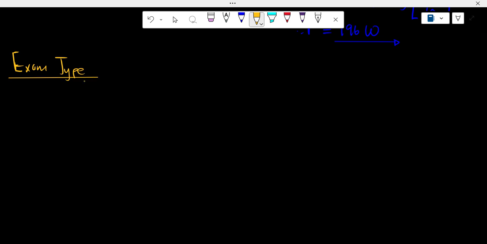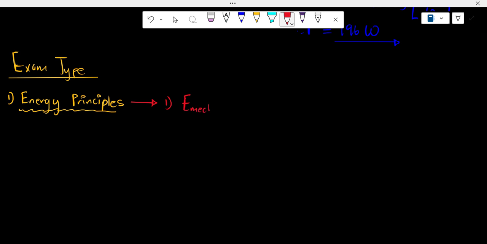Whenever the examiner says to you, using energy principles. Now, this is a common one. When they say using energy principles, this basically means use all the equations that we've done thus far under work, energy, and power, and also include the equations that you've done in your previous grades. So all your work energy principles will be the following. The first one would be your mechanical energy. Remember this equation from grade 11? Yes, it's back.